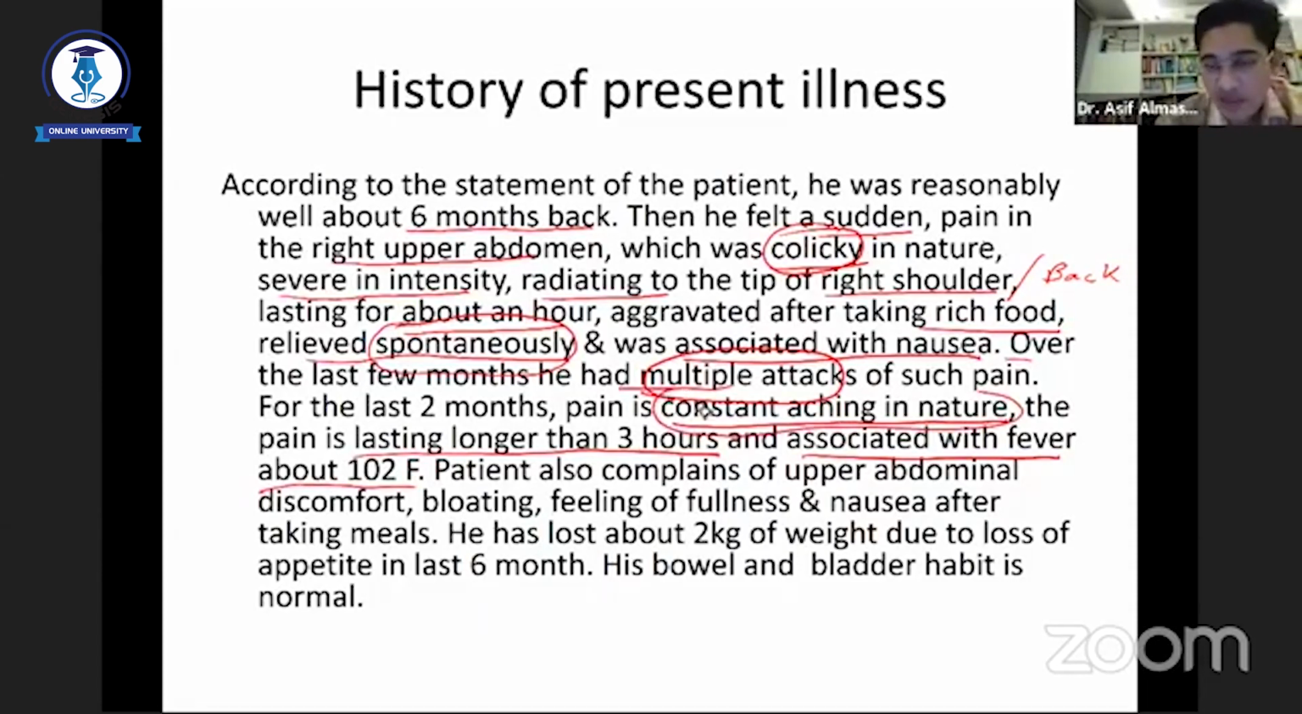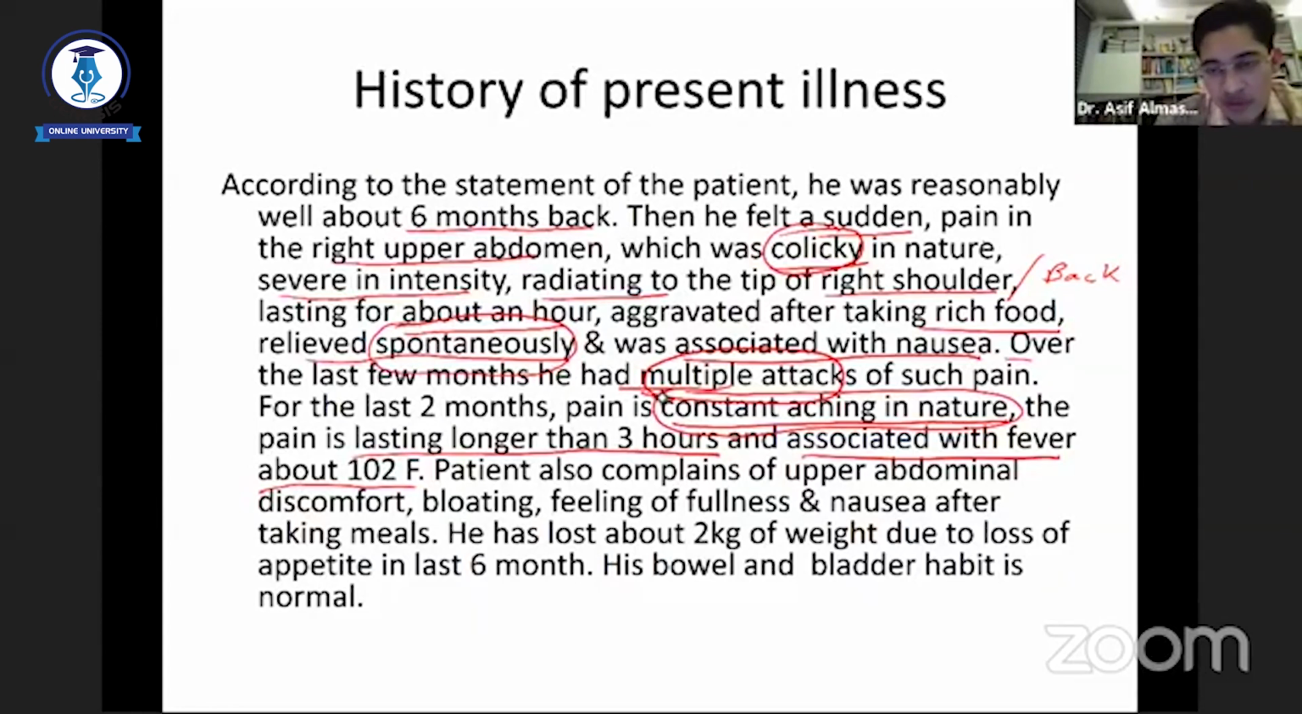Now, remember, not all patients can give us such a beautiful history. So if the patient can't give you a history of the colicky pain converting into a constant aching pain, don't be confused, because whenever the patient is in severe pain, the patient usually does not remember what type of pain she is going through. So this is what happens. The biliary colic now has converted into acute cholecystitis.